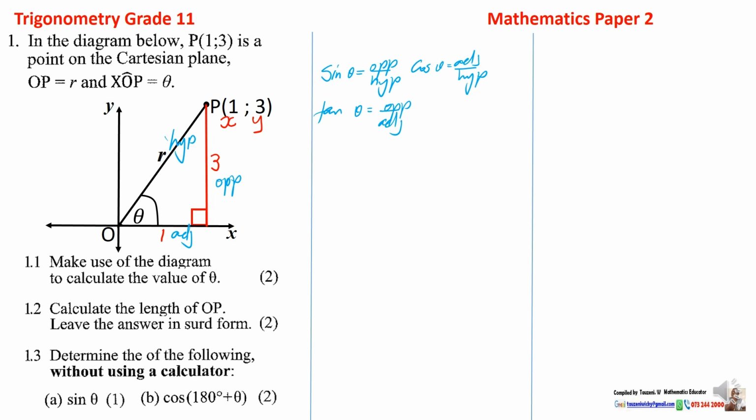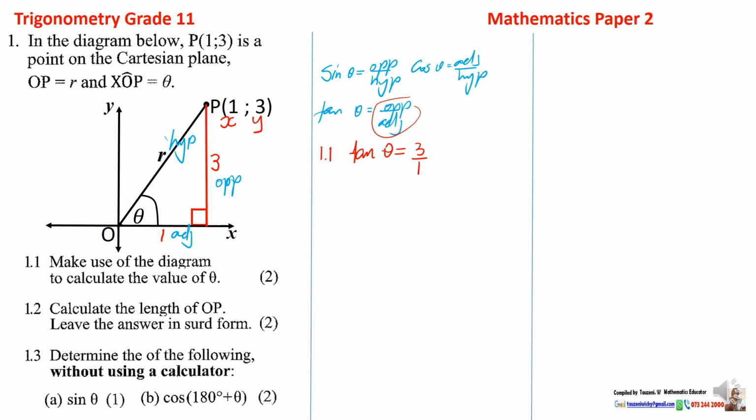This is just the information that comes from the diagram. Number 1.1 says, make use of the diagram to calculate the value of theta. We have two sides that are given, the opposite and the adjacent. Opposite and adjacent make up tan. Therefore, to find the value of the angle, we can use tan. The tan of theta is equal to opposite over adjacent.